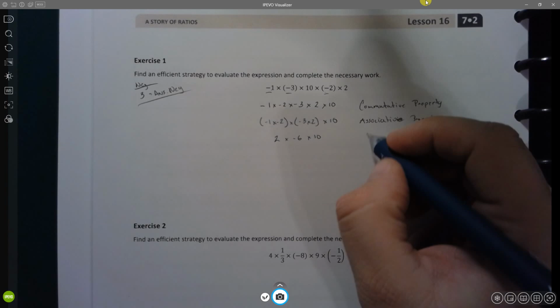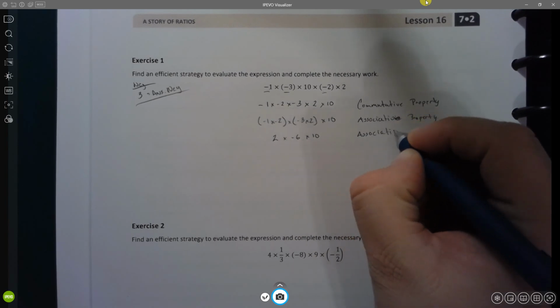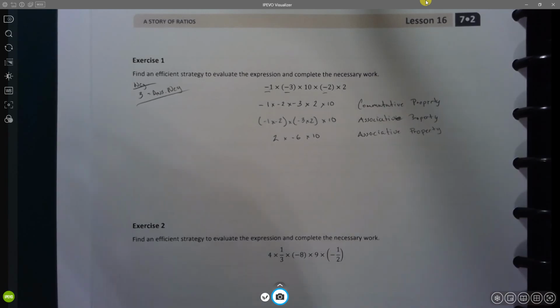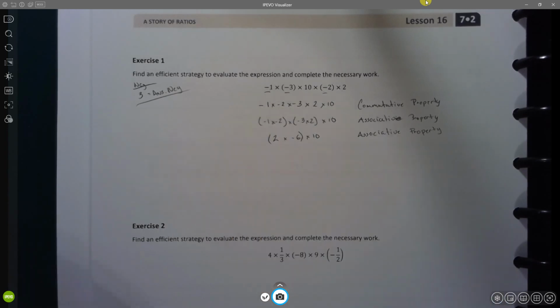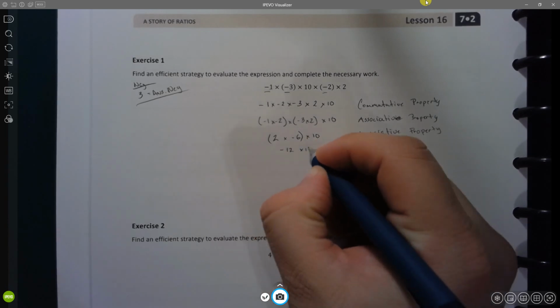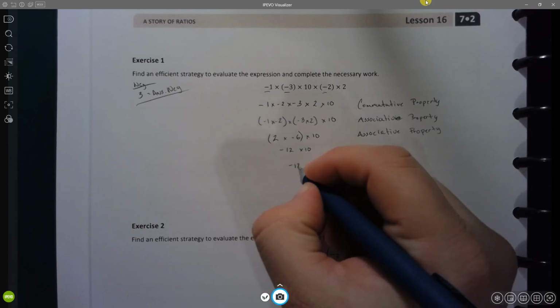Okay? Well, we're going to use the associative property again here. And I know you're asking, why are you writing all this down, Mr. Hale? Because you're going to be doing the same thing at some point. We're going to group the 2 and the -6 together because we want to make sure that's what gets multiplied. 2 times a -6 is a -12, times 10. Okay, -12 times 10 is a -120.